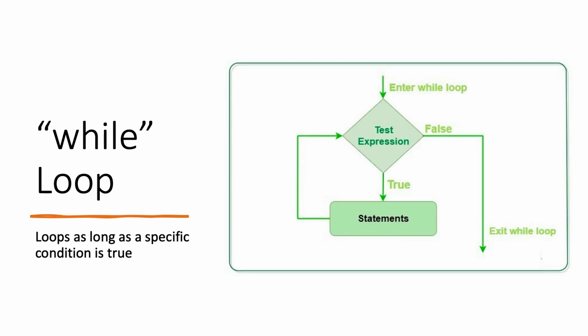Alright, let's switch gears now and talk about while loops. In Python, a while loop repeatedly executes a block of code as long as a condition is true. So the condition is checked before each iteration of the loop, and if the condition evaluates to true, the code block inside the loop runs. Once the condition evaluates to false, the loop stops executing and the program continues with the next statement following the loop.